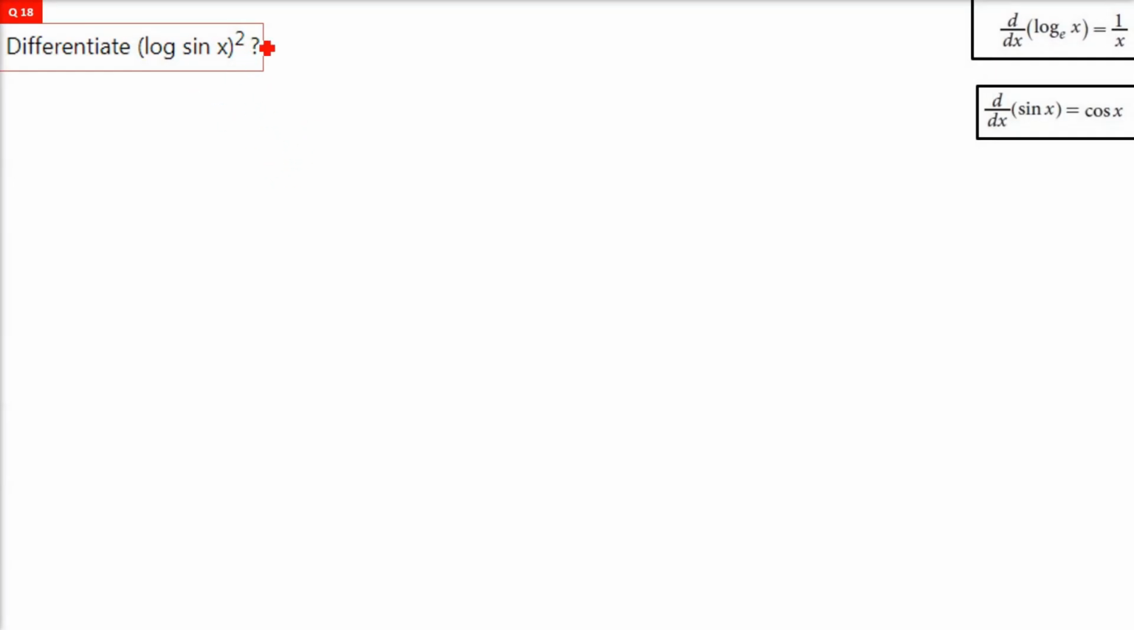Differentiate (log sin x) whole square. So we have y equals, say, something x square, z square, or whichever you can assume. The differentiation of x to the power square is 2x, if you assume it to be some x square or z square or whichever. So d by dx of (log sin x) whole square is twice of log sin x.